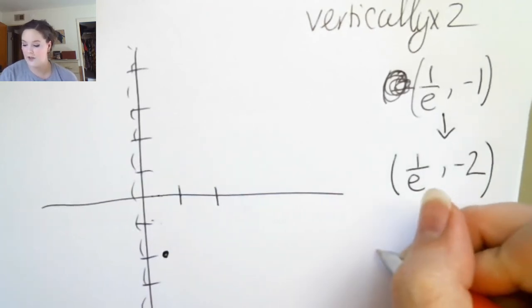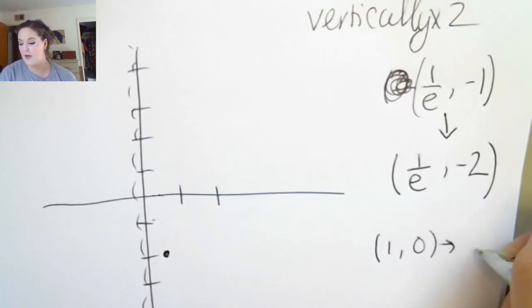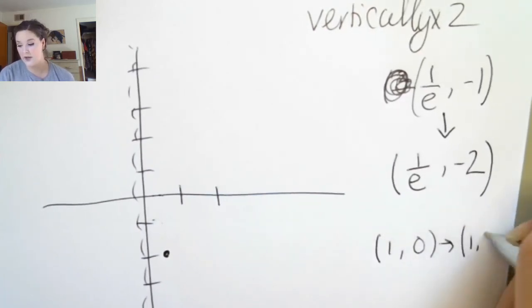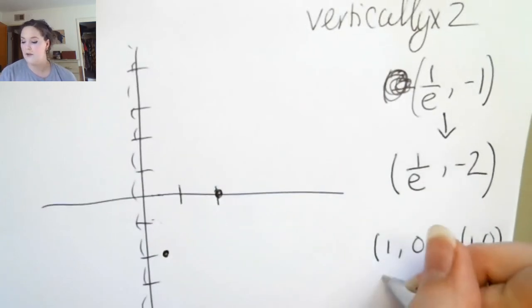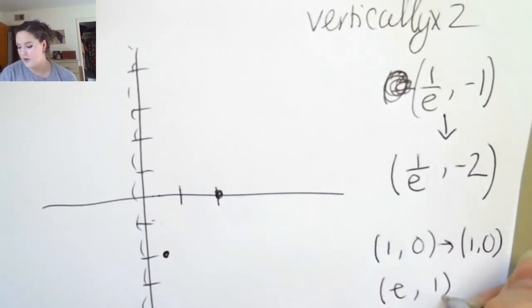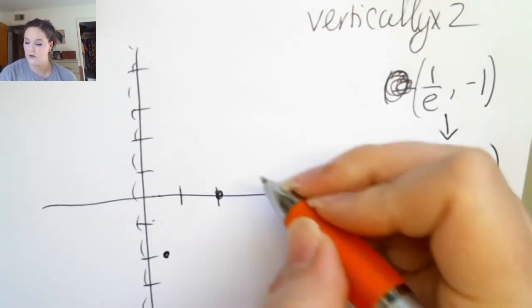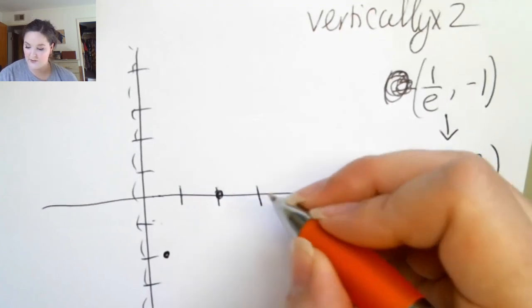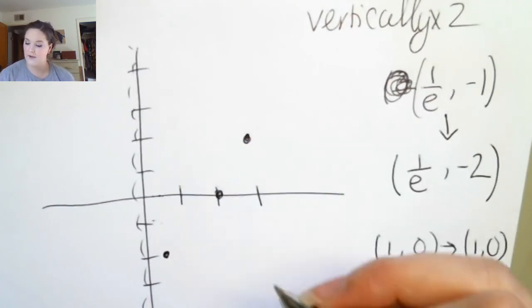Then our second point is normally at 1, 0. Multiply the y-coordinate by 2, you're still going to have 1, 0. So that point's still going to be here. Then we normally have e, 1. We're going to move that to e, 2. Remember that's 2.72. So that's going to look like that.